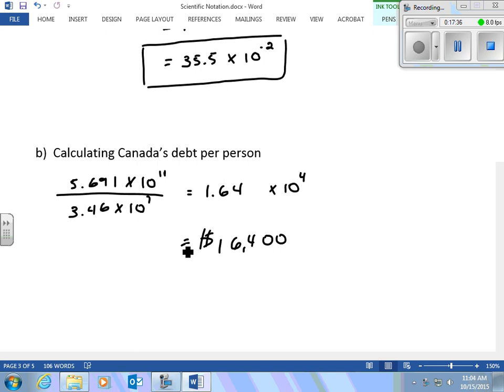A neat exercise would be to go onto the population clock, and you can find debt clocks as well, and compare Canada's debt per person in 2015 to, for instance, America's debt per person, and see which country owes more money. And you may find that kind of interesting.